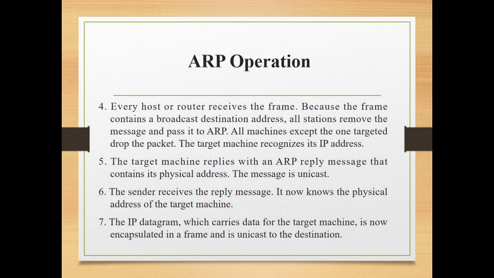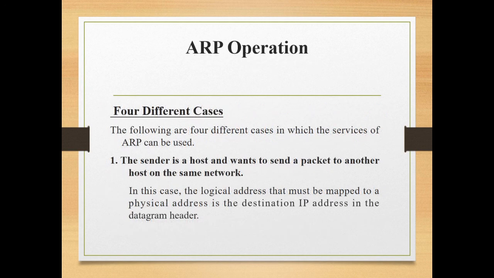The target machine recognizes its IP address. The target machine replies with an ARP reply message that contains its physical address. This message is unicast. The sender receives the reply message. It now knows the physical address of the target machine. The IP datagram, which carries data for the target machine, is now encapsulated in a frame and is unicast to the destination. So this is how ARP works.